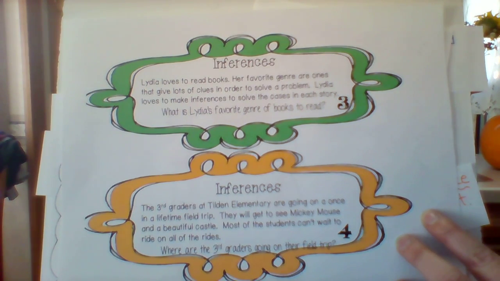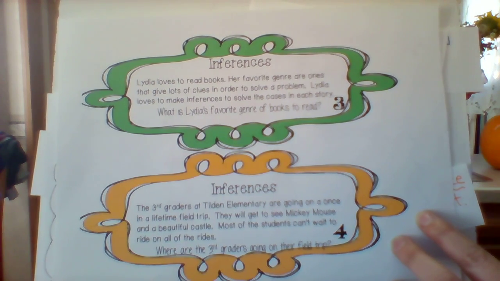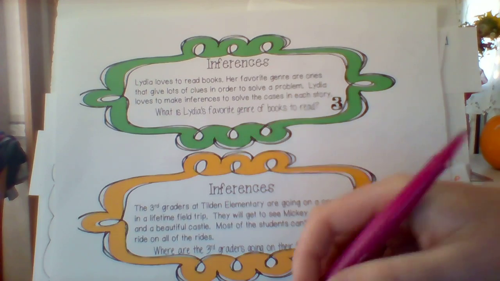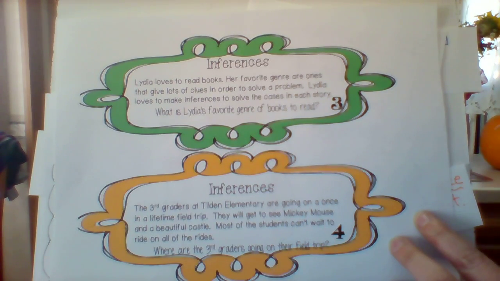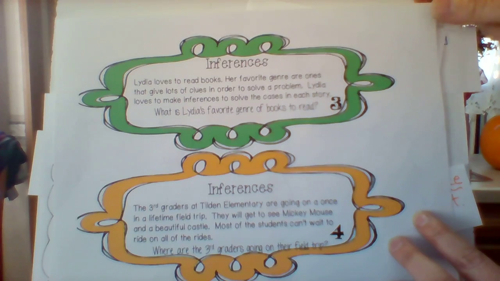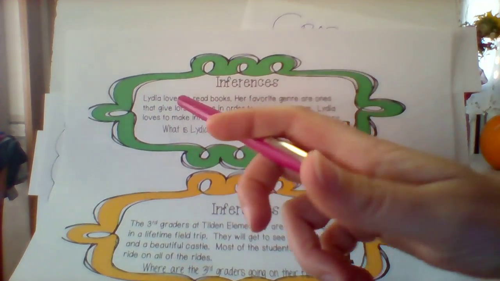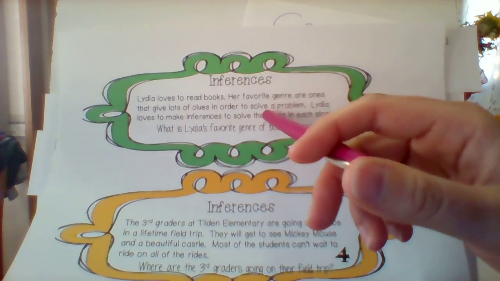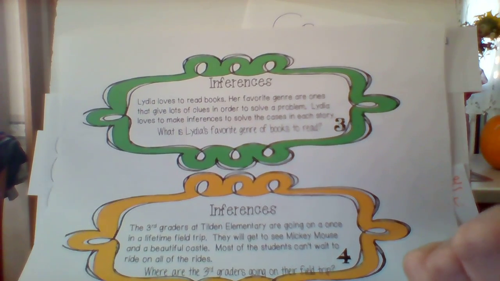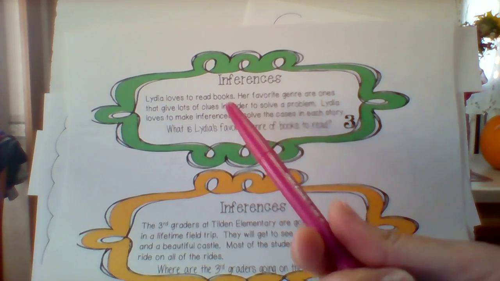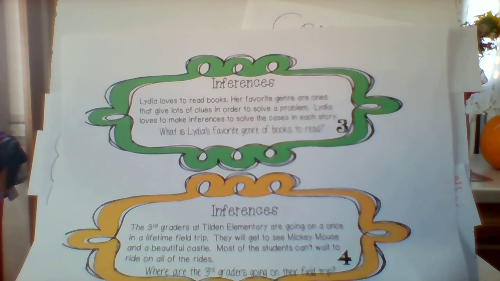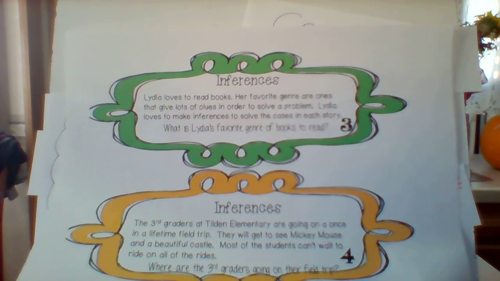So here, I can see that Lydia loves to read books, and I am looking for the genre. I need clues, I need evidence from the book. Remember, we are looking for evidence. So, she likes the books where there are lots of clues in order to solve a problem, like maybe Sherlock Holmes, all right? So, what is this type of genre called? This type of genre is called crime or mystery books.